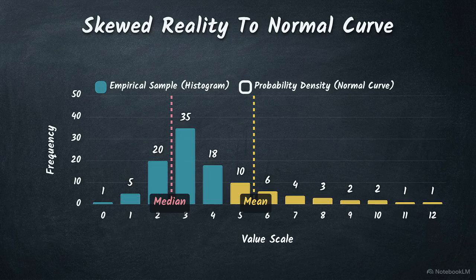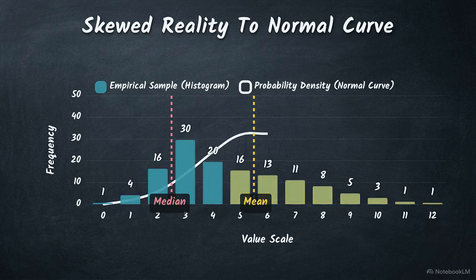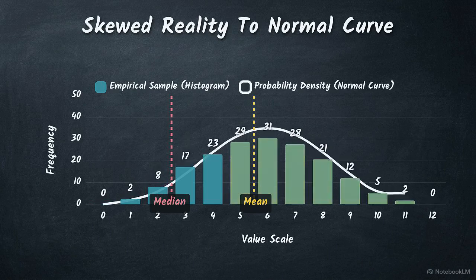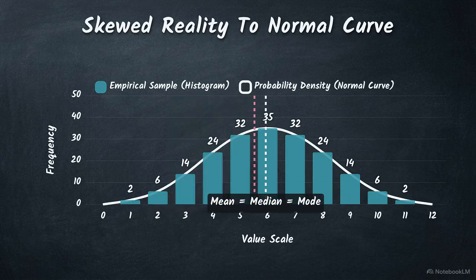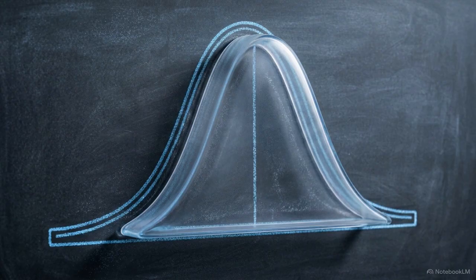To create a reliable model, we abstract this messy reality. We overlay a probability density function, smoothing the jagged bars into a continuous curve. This creates a normal distribution. In this theoretical model, the mean, median, and mode all sit at the exact center. This abstraction provides a pristine framework that machine learning algorithms can interpret with mathematical precision.